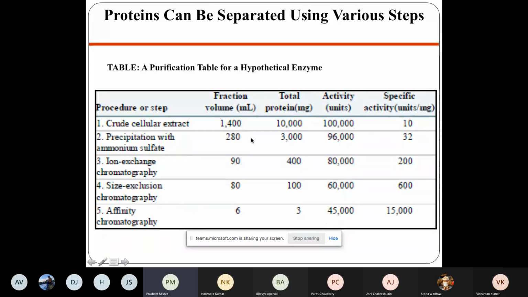Now, this order of purification steps may be different. But most of the time, you have to start with a crude cellular extract, unless proteins are excreted outside the cell. The next step is mostly ammonium sulfate, because it is a simple separation procedure. Then you go for ion exchange chromatography or gel exclusion chromatography. Any one of them can be used, and you can determine the order depending on how much protein you can retain and how much activity you can find.